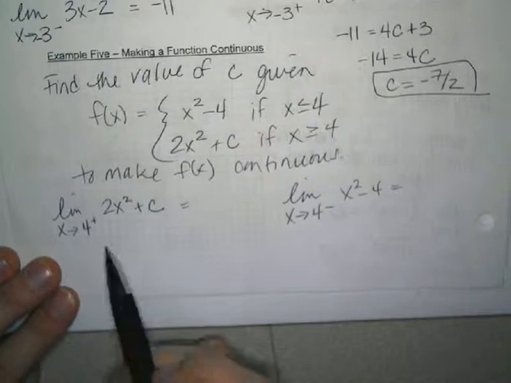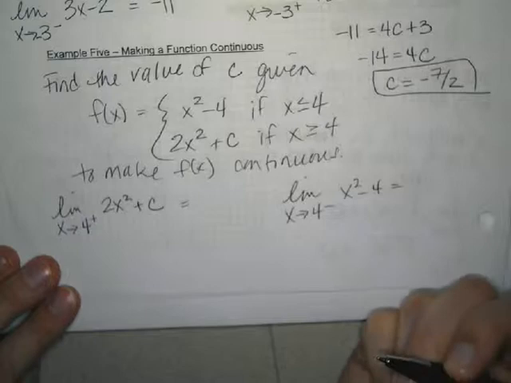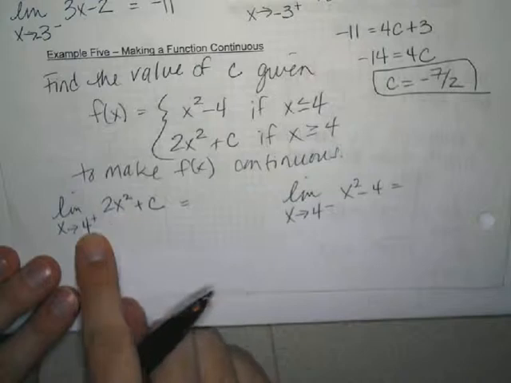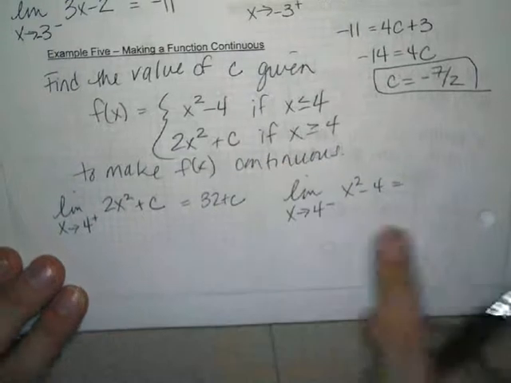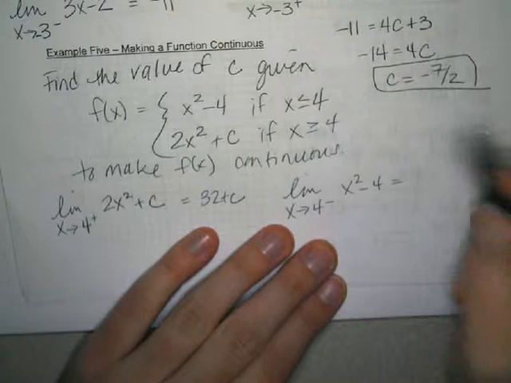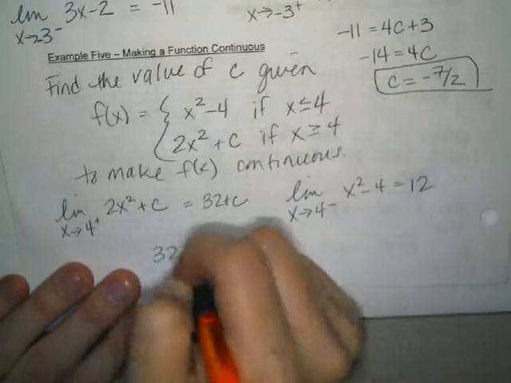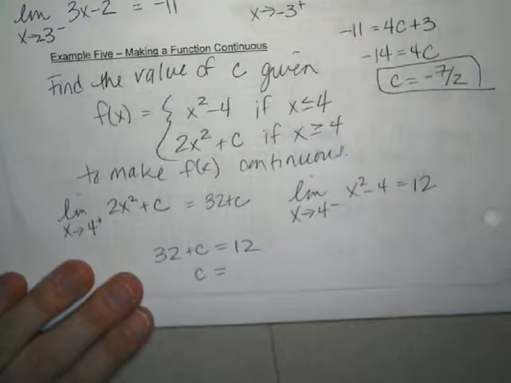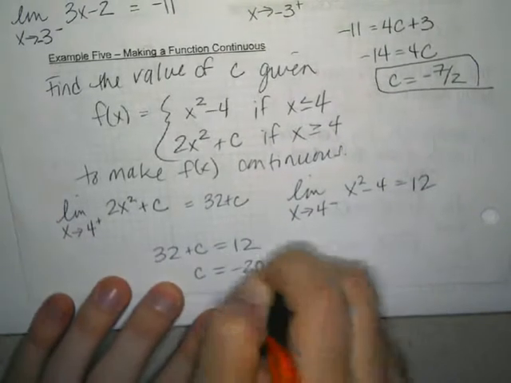Okay, directly substituting 4 in here gets me what expression? 32 plus c, good. And then here, directly substituting gets me 12. Okay. And then what was my next step after I evaluate from the left and the right? Set them equal to each other. So we take 32 plus c, set it equal to 12. It looks like c has to be negative 20. And we're done.